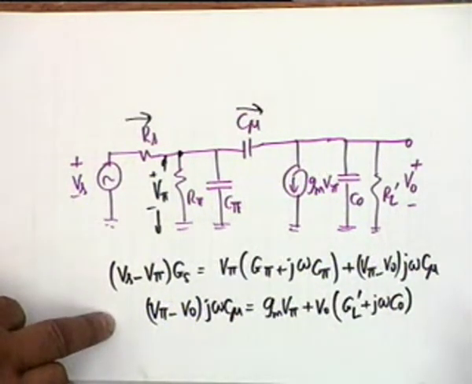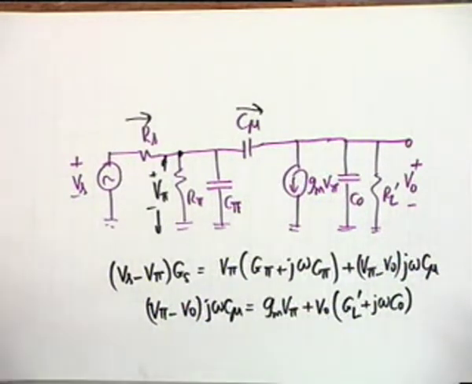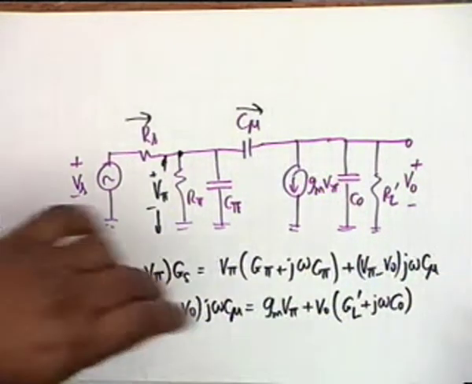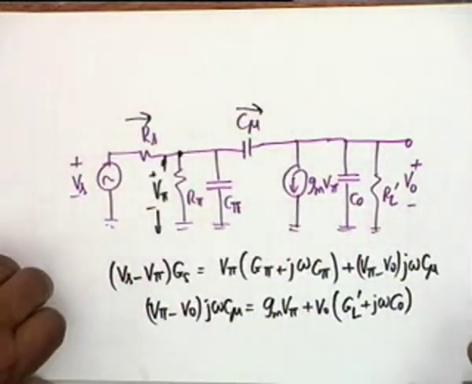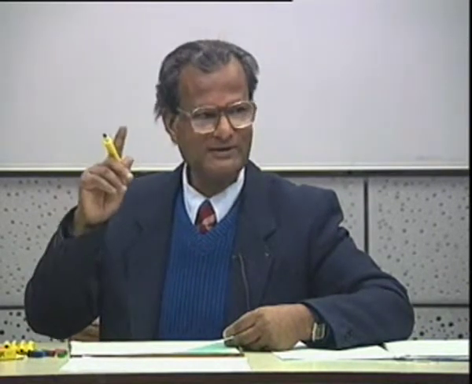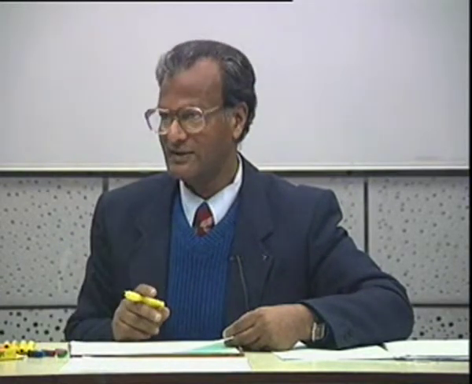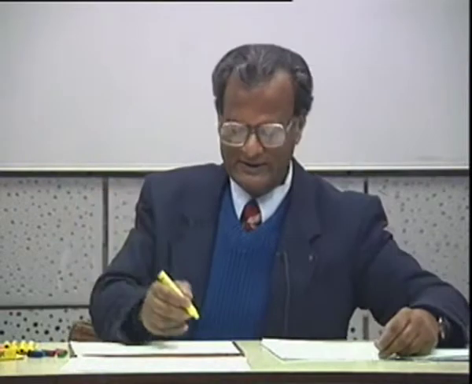These are the two node equations, and all that you have to do now is to eliminate V pi. So take V pi from one equation and substitute into the other. The expression that you get now, what degree do you expect for the numerator and the denominator? What would be the degree of the numerator? 1, because I had only one zero. The degree of the denominator would be 2, so I shall have an omega squared term also. And the exact expression is this.